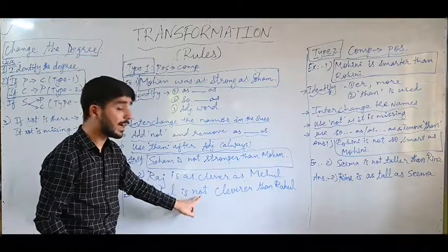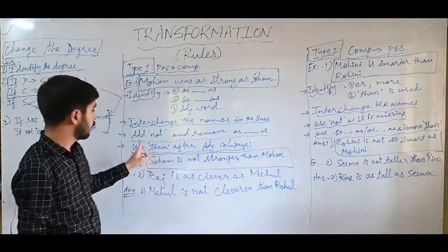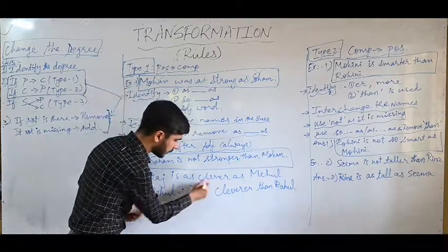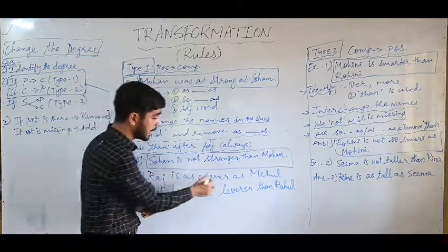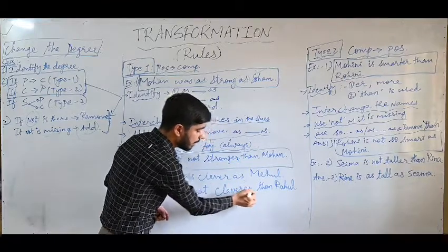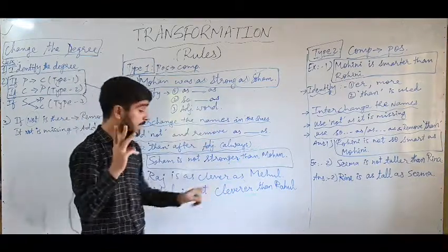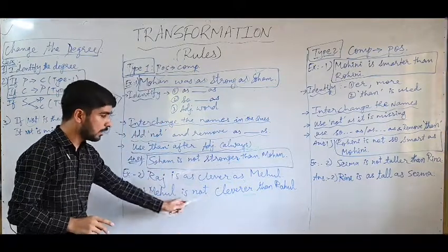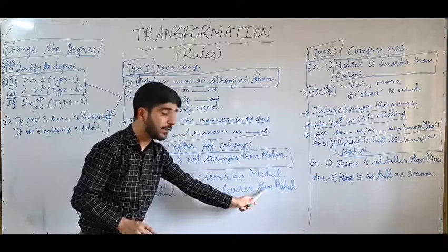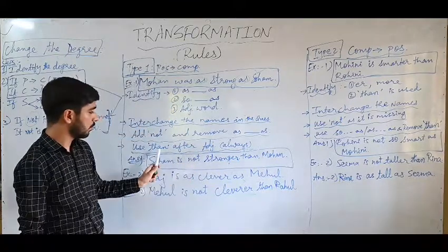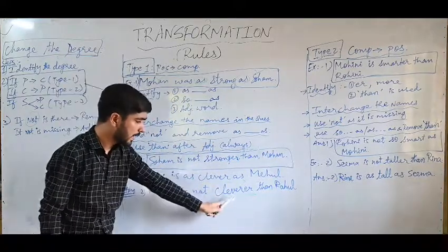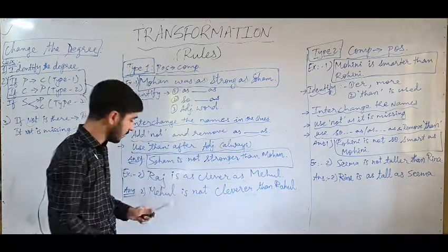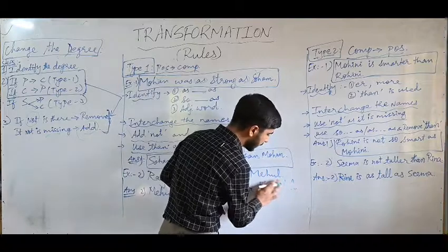Mehul is not. Why do we add not again? Because it is not given. So add not if it is missing. Adding the negative word, clever changes to cleverer, because there are three forms of this adjective: clever, cleverer, cleverest. So Mehul is not cleverer than Raj. Why are we using than again? Because it is the rule that use than after adjective. And what is the adjective? Cleverer. So cleverer than Raj. Interchanging the names, right?